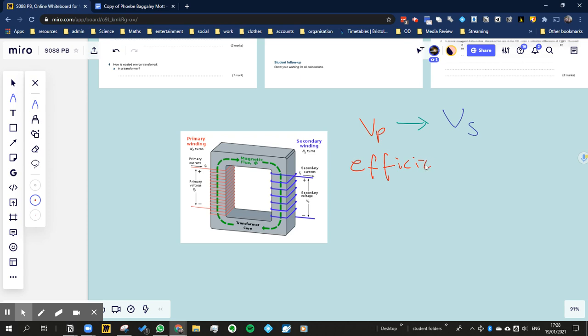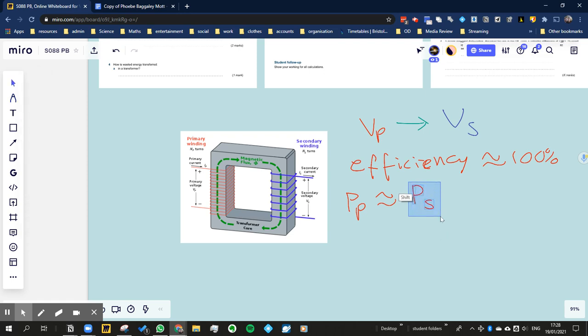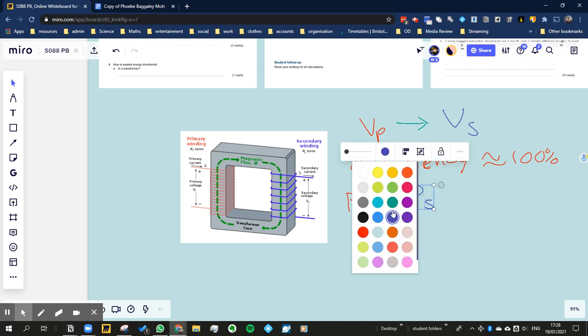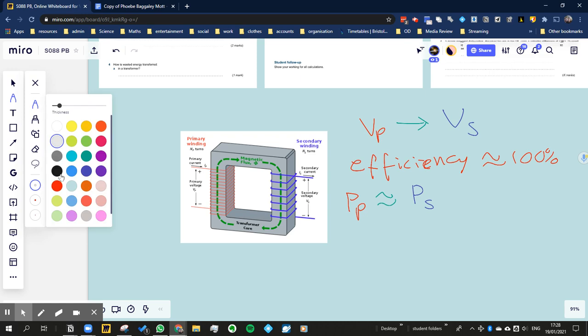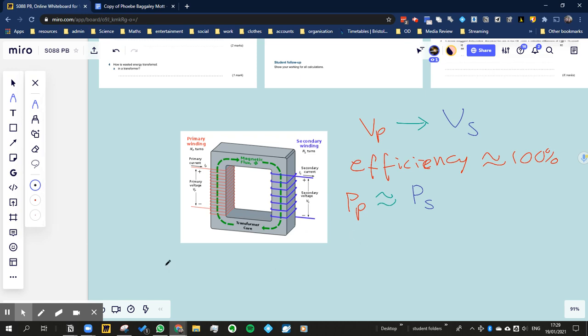So efficiency is around about 100%. So that means that the power in, or we could say the primary power, the power on the left-hand side, is about equal to the power on the right-hand side, the secondary power. So let's just give that the right colors as well. Okay. And oops, I want that to be blue, don't I?